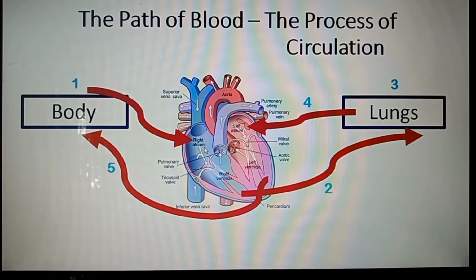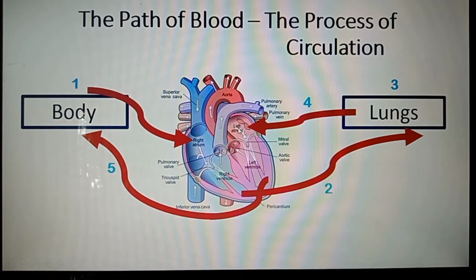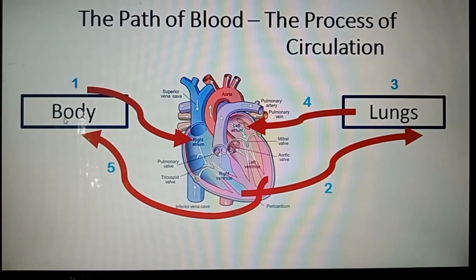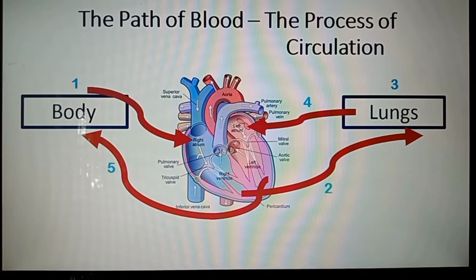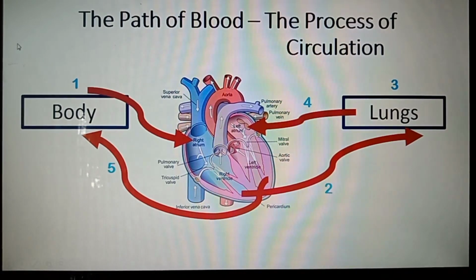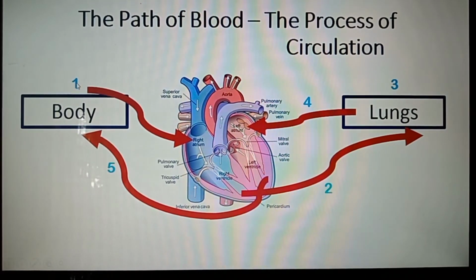Papasok na naman siya sa heart, sa right atrium, papump ni right ventricle, papunta sa lungs, kukunin ng oxygen, iiwan yung carbon dioxide, papasok na naman yung dugo sa left atrium, at ipapump na naman ni left ventricle papunta kay body. Gagamitin na naman ni body yung oxygen. May mapuproduce na naman carbon dioxide. So, ulit na naman yung process.